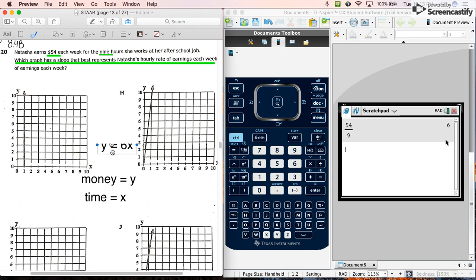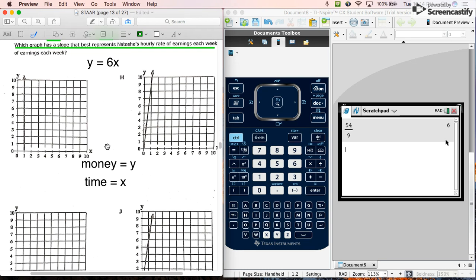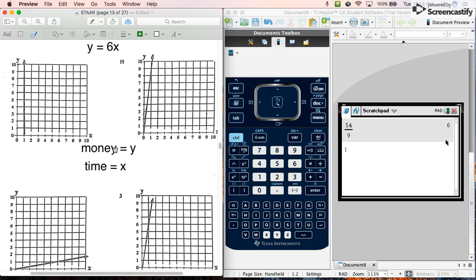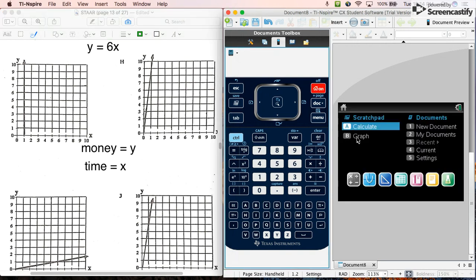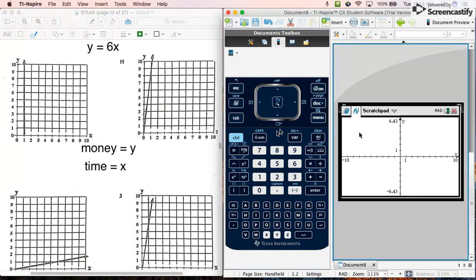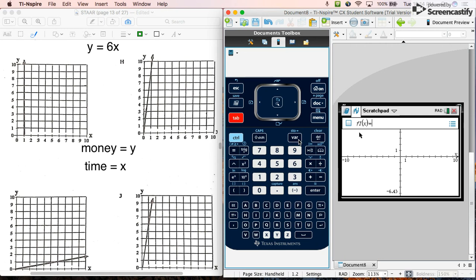Now here's what I can do. Using my equation, I'm going to graph and compare it to the graphs below. So let's scroll up just a little bit. I'm going to go over to the home screen, click on graph, click on tab, and simply put in 6x. You don't need to put the y. I'm going to push enter. I am going through the origin.